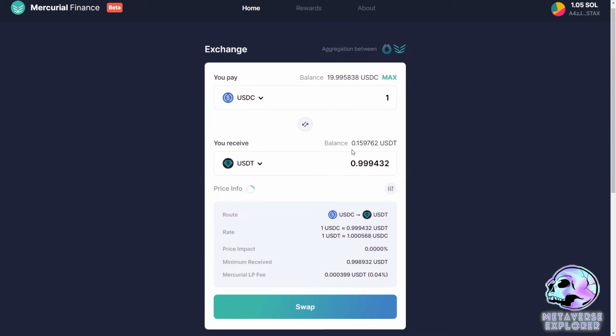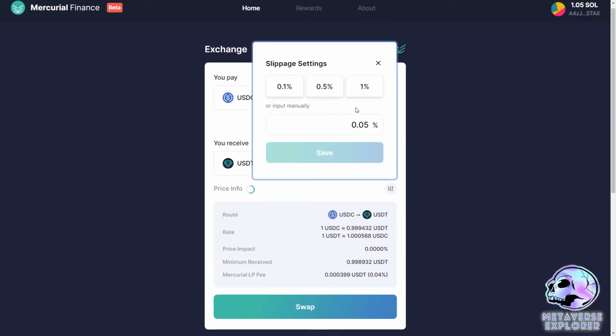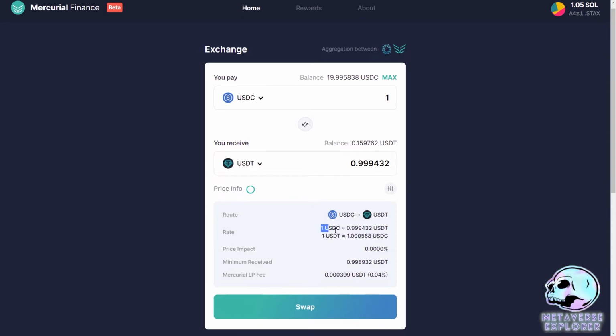I want to pay $1 in USDC and I want to receive one USDT. No problem. This refreshes every 20 or so seconds. This is your slippage. So if you have a very low volume, this should be okay. If you have a very high volume, you might need to increase your slippage, which just means you need more room for your funds to wiggle to get into the pool. Either way, these are the swap rates for one to ones. As you can see, it's refreshing now.